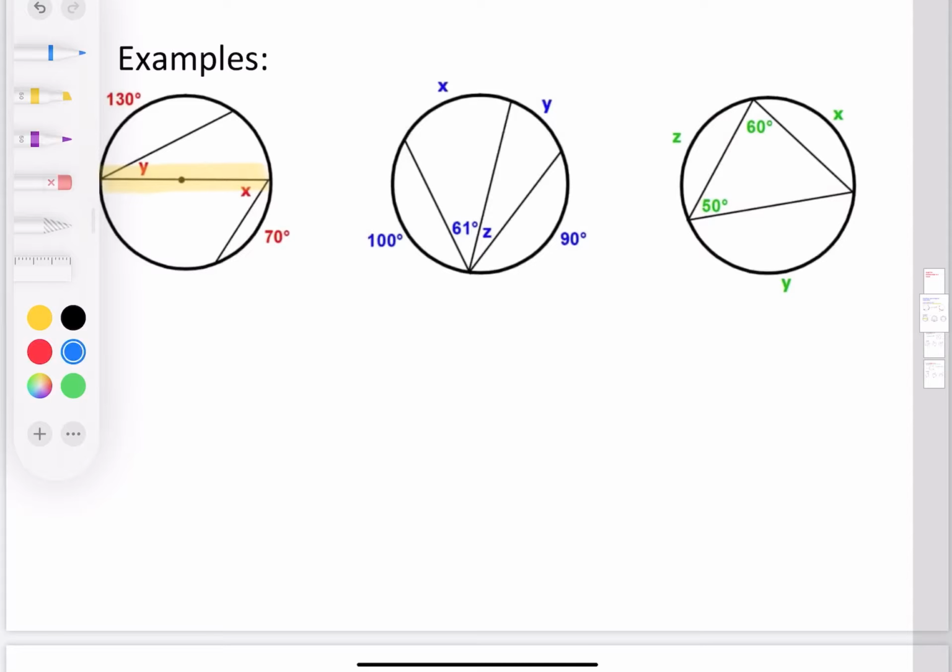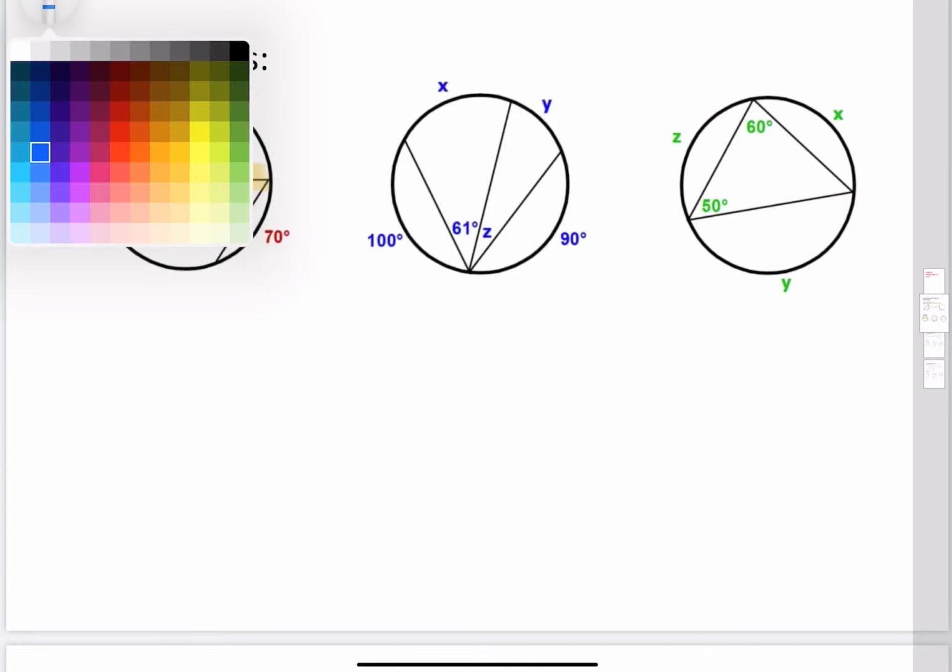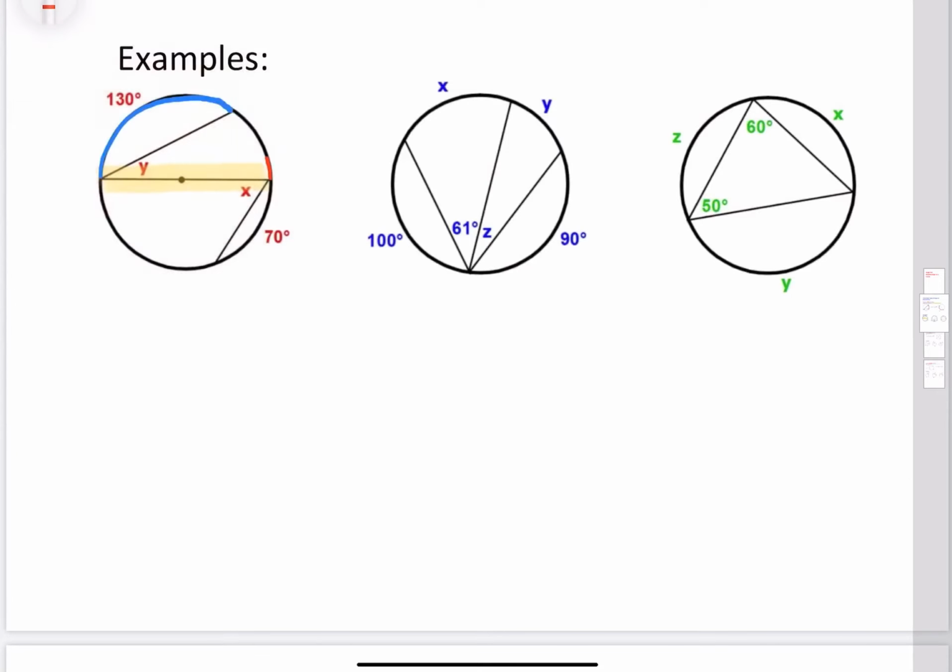So if this measurement right over here is 130 degrees, well, that means the other half is going to end up being, that's right, 50 degrees, because it has to add up to 180. The same thing goes for the other one. If this right here is 70 degrees, so this is the bottom portion, well, that means this side over here has to be 110 because it has to add up to 180 degrees for a half of a circle, a semicircle.